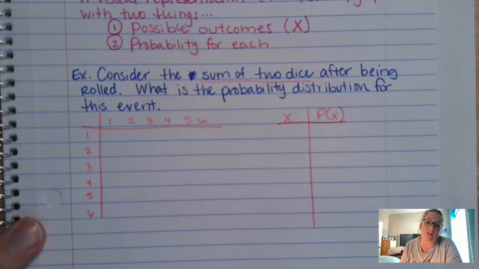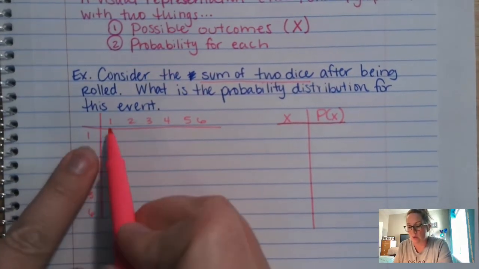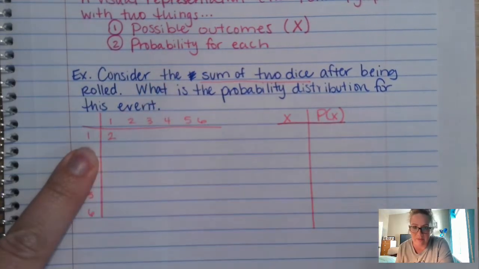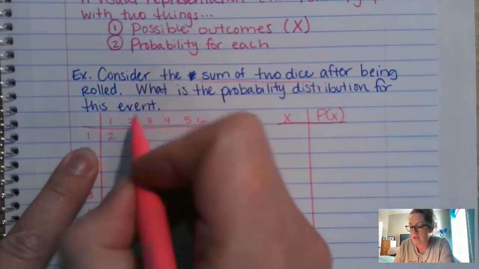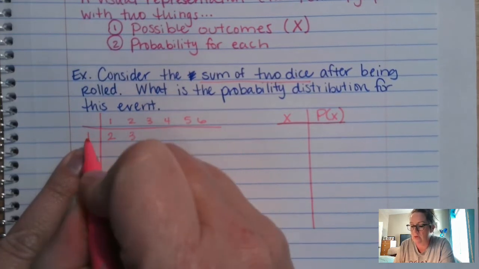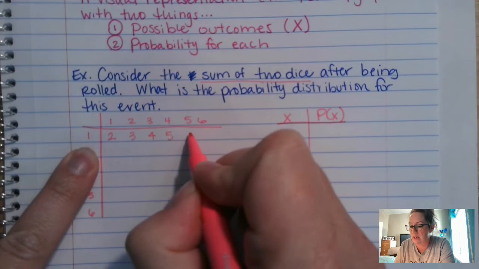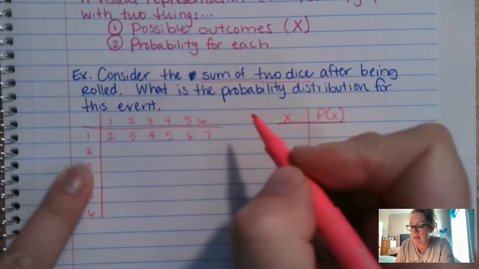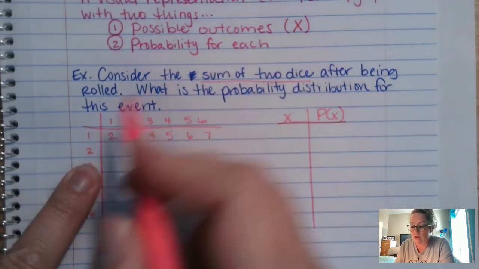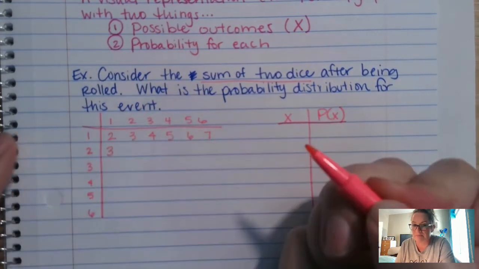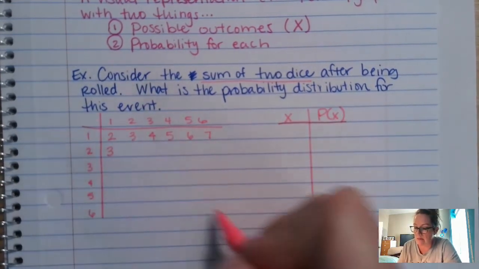So now we need to figure out, if I rolled a 1 and a 1, what would the sum be? Well, the sum is 2, so I put a 2 in there. If I rolled a 1 and a 2, my sum would be 3. If I rolled a 1 and a 3, so on and so forth. 1 and a 4 is 5, 6, 7. So now let's say I rolled a 2 and the second dice was a 1, the sum would be 3. Okay, so we just go ahead and fill this all out.